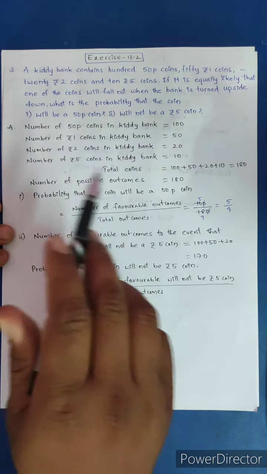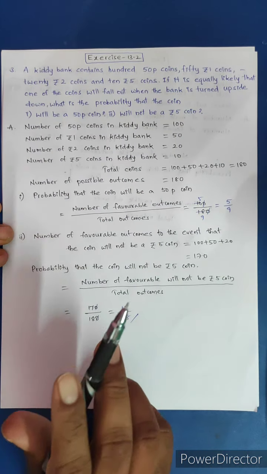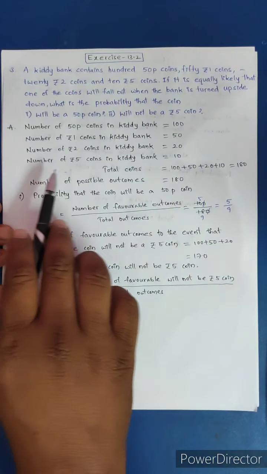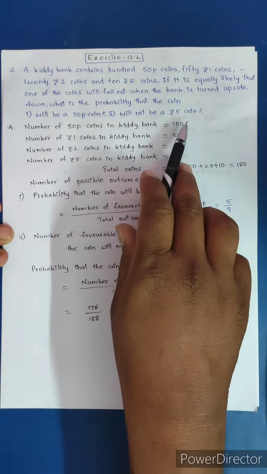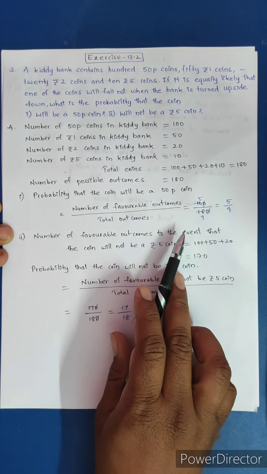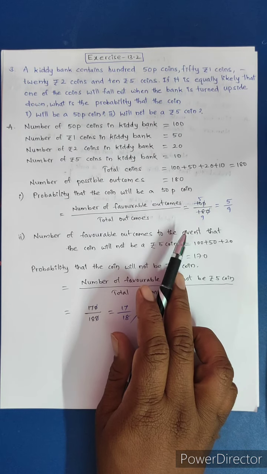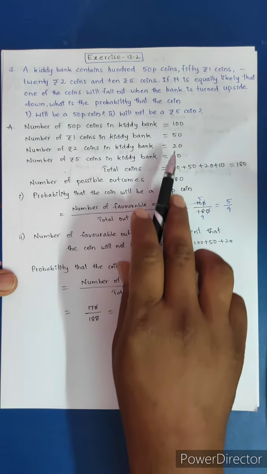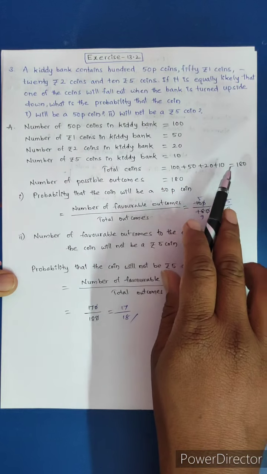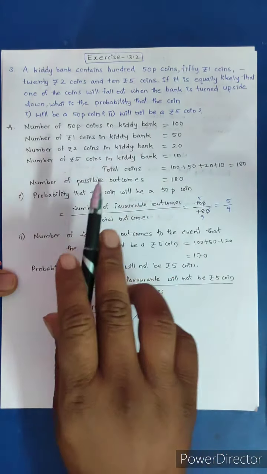So first you add how many coins are there in that kitty bank. Number of 50 paise coins, number of 1 rupee, number of 2 rupees, number of 5 rupees: 100, 50, 20, 10. Sum of all coins. How many coins? Total number of coins is equal to 100, 50, 20, 70, 150, 170, 180. Total number of coins are 180.